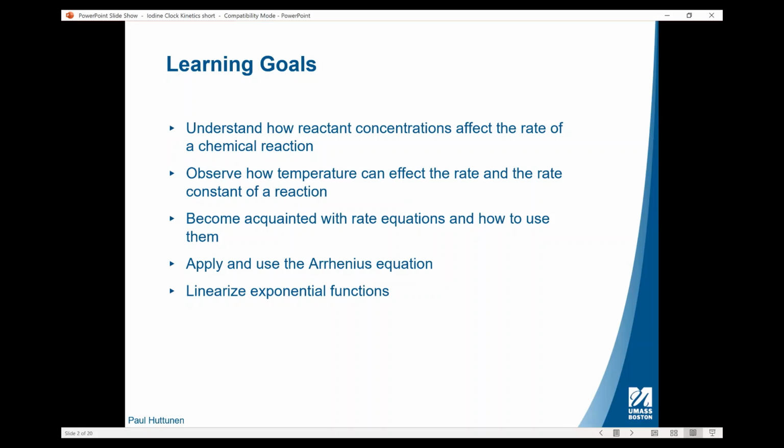Okay, so today's learning goals are to understand how reactant concentrations affect the rate of a chemical reaction. So this should give you a clue already as to what the order of our reaction will be later. So, foreshadowing. We are going to observe how temperature can affect the rate and the rate constant of a reaction. We are going to get used to some rate equations. We will be using the Arrhenius equation as well, and we will linearize some exponential functions.